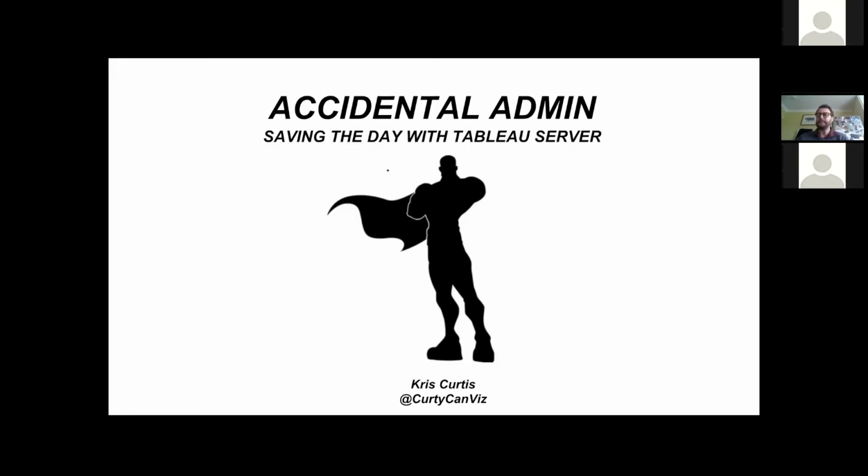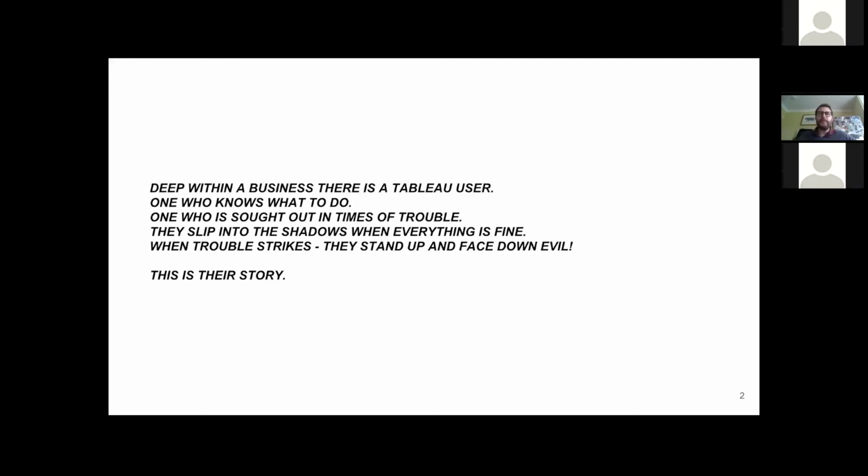Tableau Server. So deep within a business, there's a Tableau user, one who knows what to do, one who's sought out in times of trouble. They slip into the shadows when everything is fine. When trouble strikes, they stand up and face down evil. This is their story.